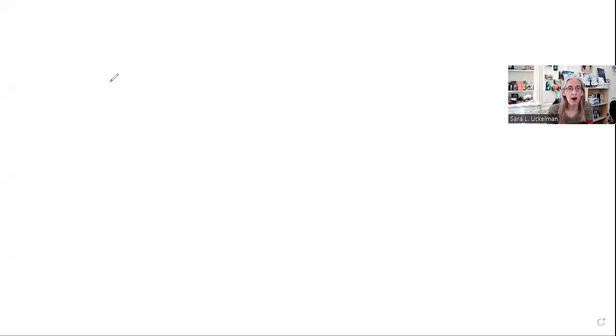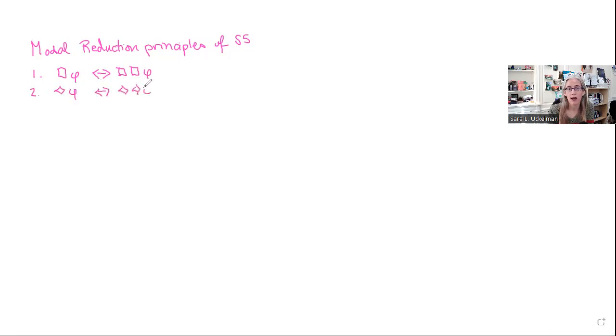So this is great. Among other things, here, let's get our list up. Modal reduction principles of S5. They include these principles, which were already principles in S4, namely that necessarily necessarily phi is equivalent to necessarily phi, and possibly possibly phi is equivalent to possibly phi. So anytime that we have two of the same modality in a row, we can drop one of them and have just one.